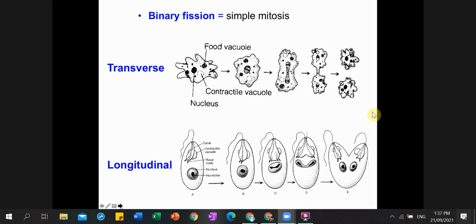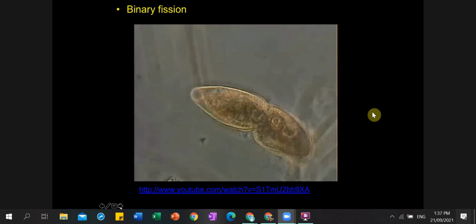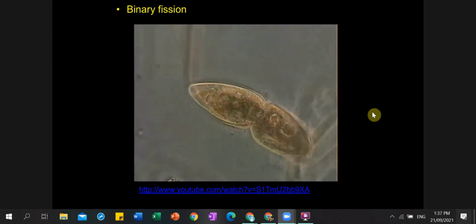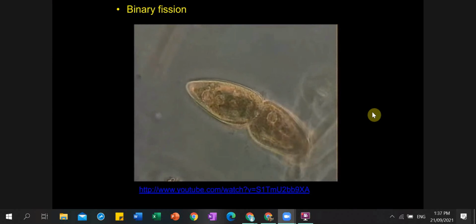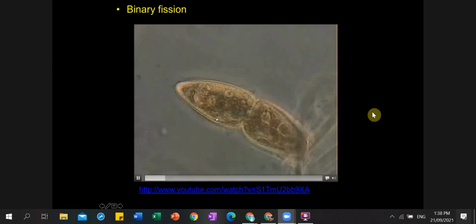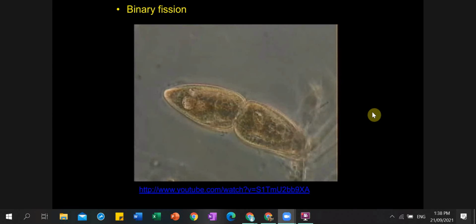After simple mitosis, they have the fission or cell division, all right? We call it binary fission. This is one example of binary fission. So once again, the Paramecium, Stylonychia, right? They are dividing the cells now. So these are single cells, right? This is a time-lapse movie. In the real situation, it may take a longer time, right?